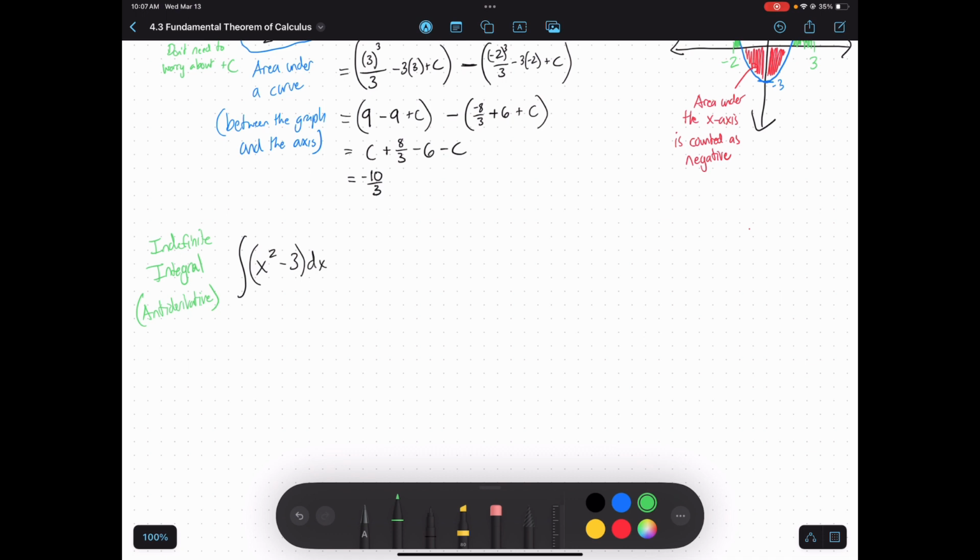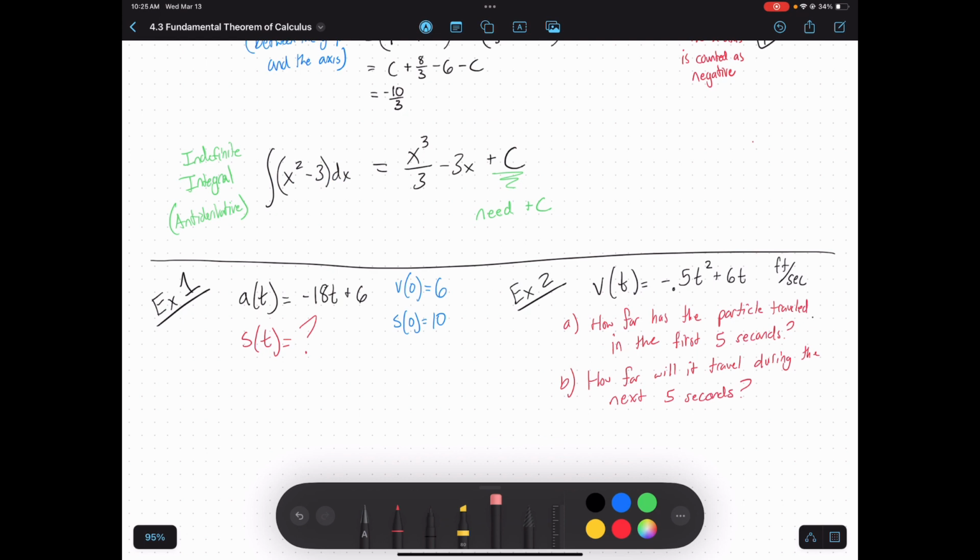An indefinite integral, all I'm asking for is the antiderivative. And in this case, because I'm just looking for the antiderivative, do I need the plus c? Absolutely. You need the plus c, because that's an important piece of what the antiderivative is. The antiderivative could have any constant added on here.